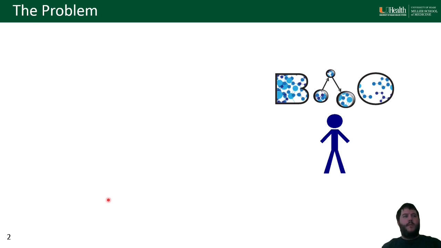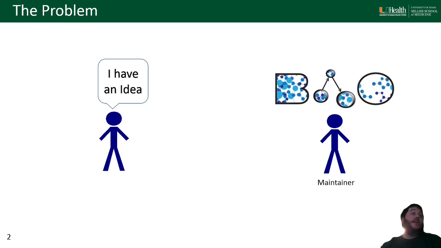So the problem that we would like to first solve here is, on the right here we have someone who is the maintainer of an ontology, specifically in this case, a biomedical ontology. So they're a maintainer. Next we have a user over here who is using the ontology through some method and has an idea to change the ontology. So we'll call them a user, and so we start off with the first problem.